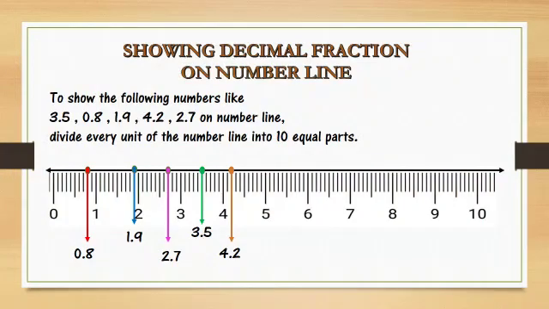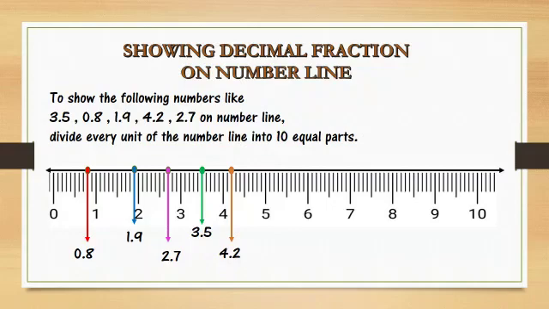Showing decimal fraction on number line. To show the following numbers on number line, divide every unit of the number line into 10 equal parts. Students, here you can see number line from 0 to 10. Each and every unit of the number line is divided into 10 equal parts. So let us show the first number 3.5 on the number line.